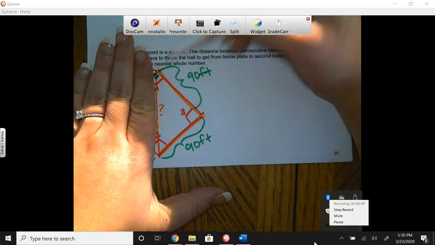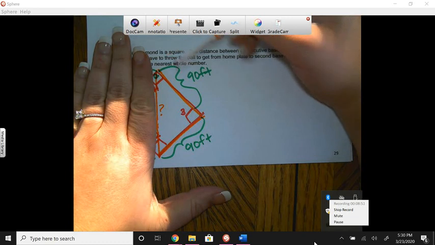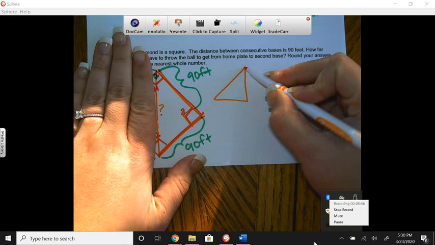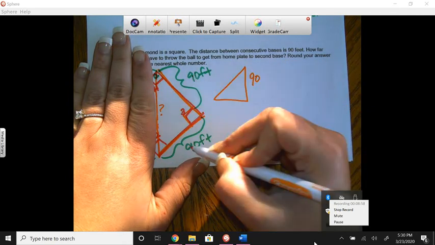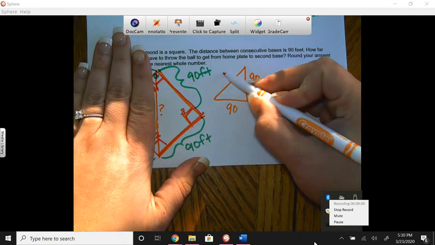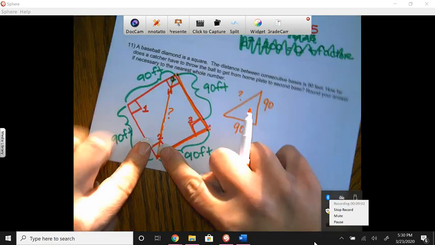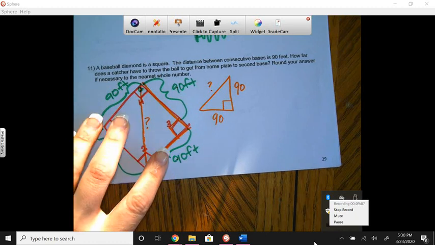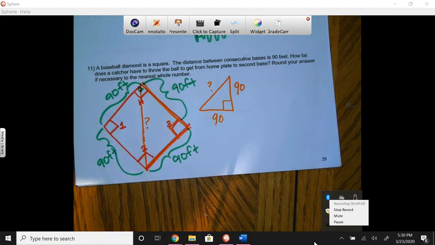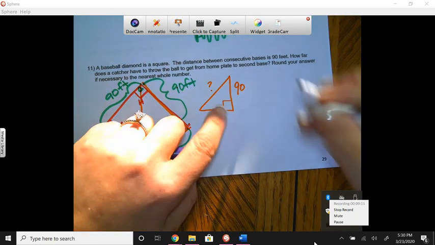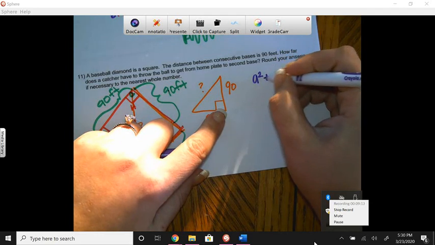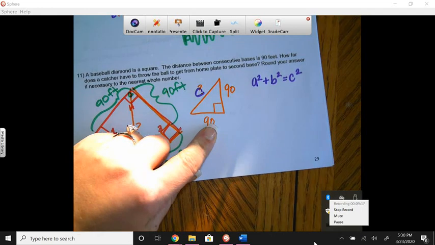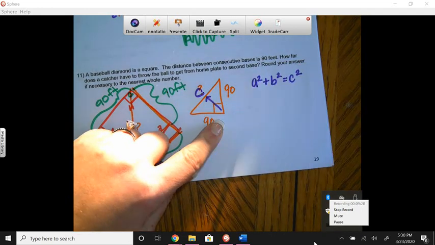because they tell us it's a baseball diamond, which is also a square, this is a right angle, we know that we have a right triangle, and we know that this is 90 feet and 90 feet, and we don't know what this side is here, and here's that right angle. So that's how we would have to draw a picture and think about what we're doing: the Pythagorean theorem. So a squared plus b squared equals c squared. And we know what we're trying to find is c because it's across from the 90-degree angle.